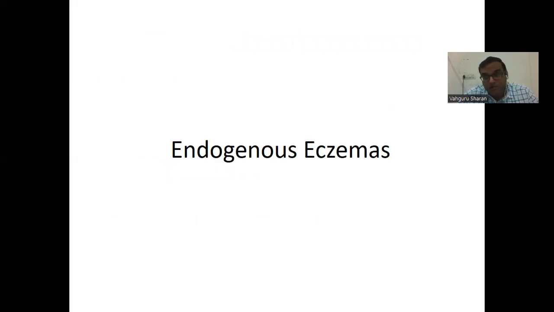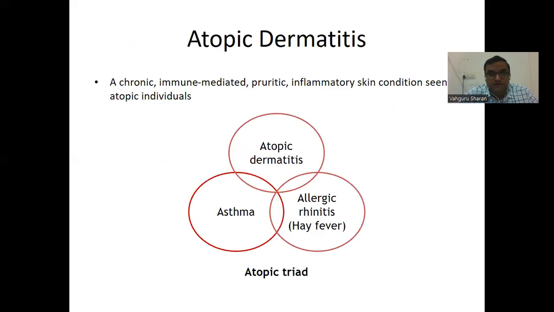Let's come to the big topic of endogenous eczema. The most common, the prototype of endogenous eczema is atopic dermatitis. It is a chronic immune-mediated pruritic inflammatory skin condition seen in atopic individuals. So, there is an atopic triad wherein atopic dermatitis, asthma, and allergic rhinitis are overlapping with each other.